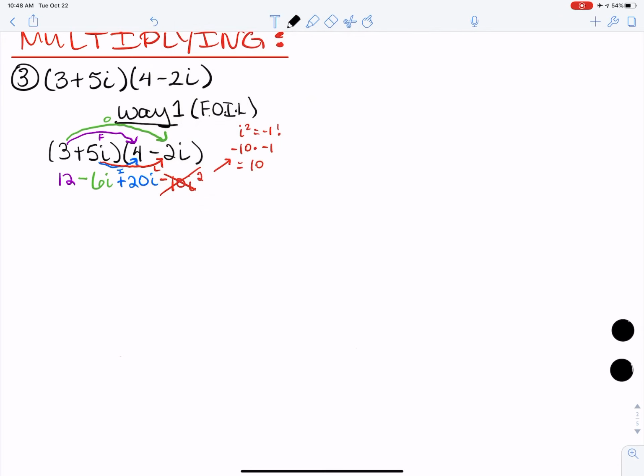So I'm going to rewrite my whole line. 12 minus 6i plus 20i plus 10. And now we can combine like terms. Real with real, imaginary with imaginary. And that is 22. And then imaginary with imaginary. And that is 14i. And that is our final answer.